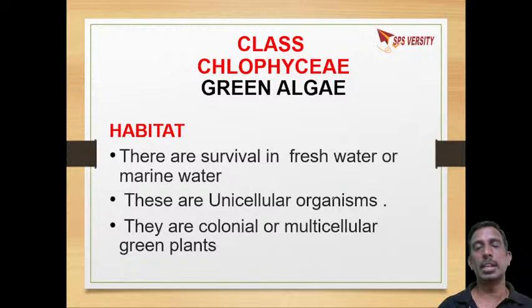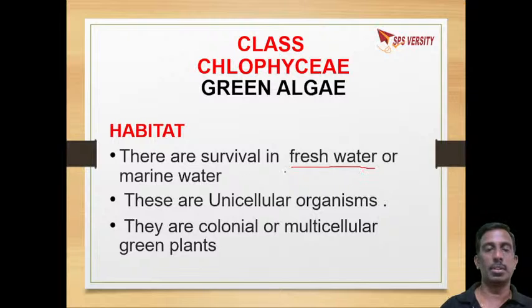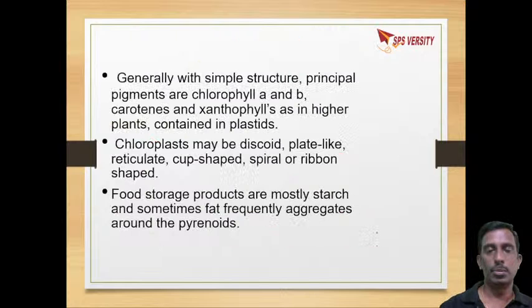First we will study green algae, Chlorophyceae. Most of the members of the Chlorophyceae are freshwater, and very few are found in marine water. They are mostly unicellular. At the same time, there are colonial forms which live in groups as well as multicellular forms.